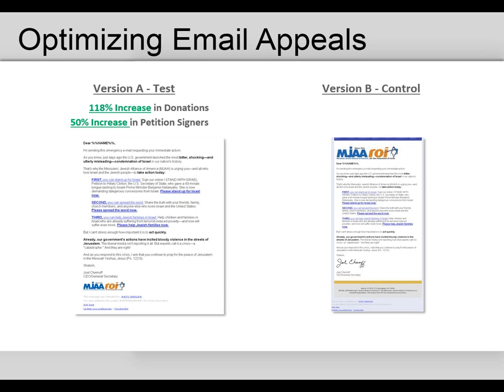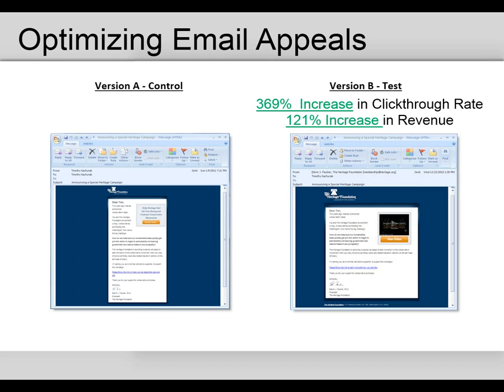So in this test, both the control and the treatment went to the exact same landing page, and there happened to be a video on that landing page. So we said, well, let's just focus on highlighting the video. So the treatment, instead of focusing on give a gift, focused on watch the video. We did an A/B split test, 369% increase in click-through on the treatment. That translated to 121% increase in revenue.